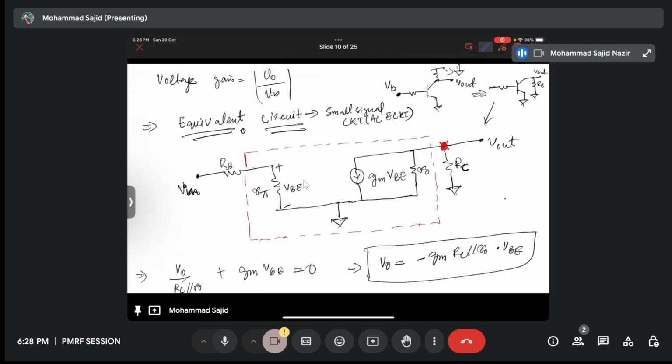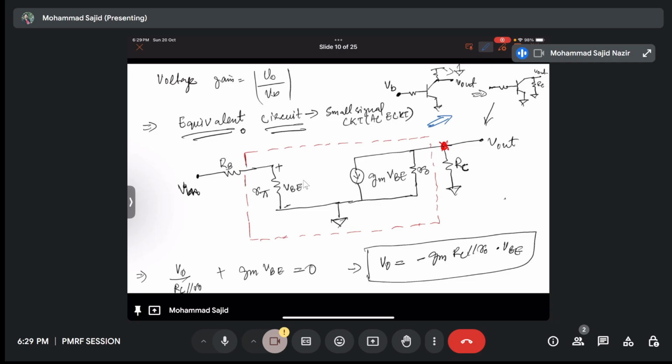Okay. Then we studied how to draw the equivalent circuit. Let's say this is the circuit for which we need to draw the equivalent circuit. First we have an input voltage, then the input resistor, then R pi, which is intrinsic to the transistor, and then we have the base, which is grounded, and we have GM VBE. GM is the transconductance, VBE is the forward bias base emitter voltage, and R naught is the intrinsic output resistance, and RC is the load resistance, the collector resistance.